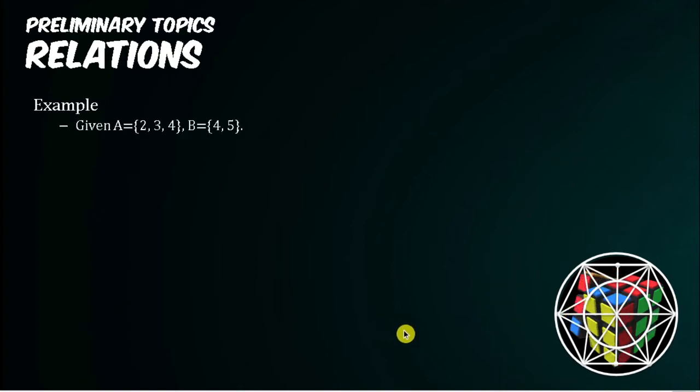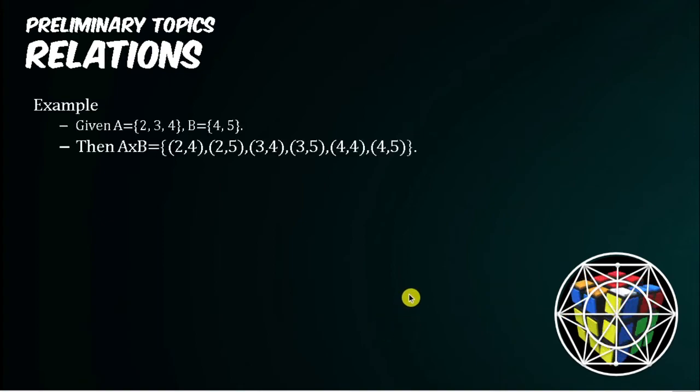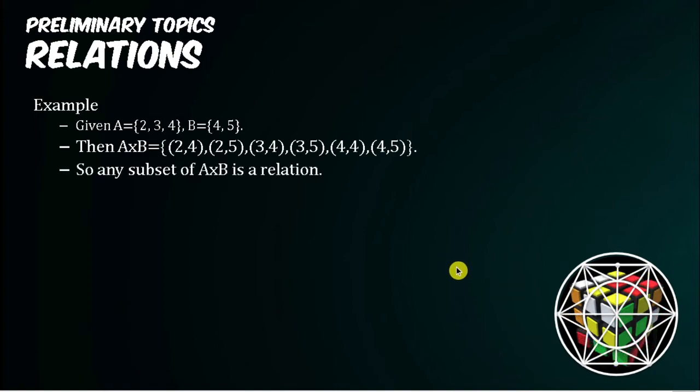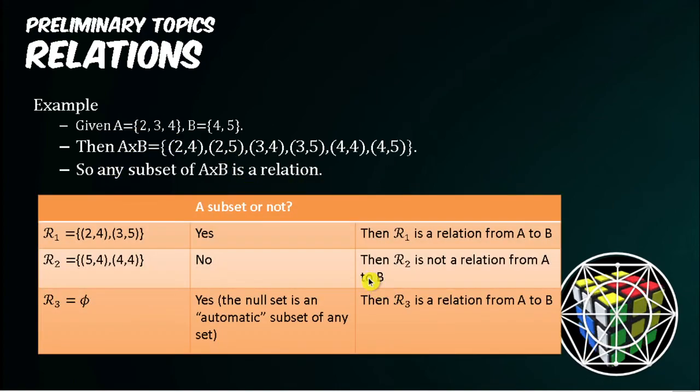Example, we have two sets here. We again work with finite sets. So the cross product is given here. I believe these are the same examples as provided kanina. So if we take any subset of this cross product, then it is considered a relation from A to B. So halimbawa, this is the first relation. So is this a subset of A cross B?